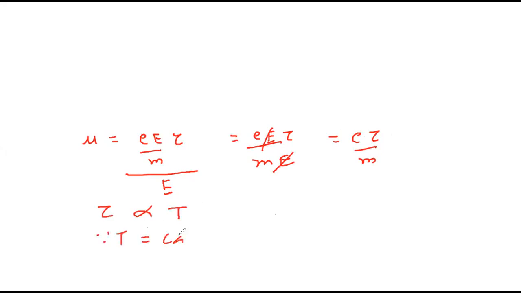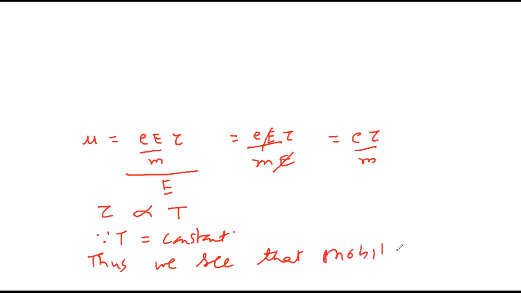Since temperature is constant, hello? Yes, sir. Kya question read karo jara? Kya bola hai abhi? First wala question read karo pura. How does the mobility of electrons in a conductor change if the potential difference applied across the conductor is double? Correct. Thus, we see that mobility is independent of potential difference. Hence, it will not change.